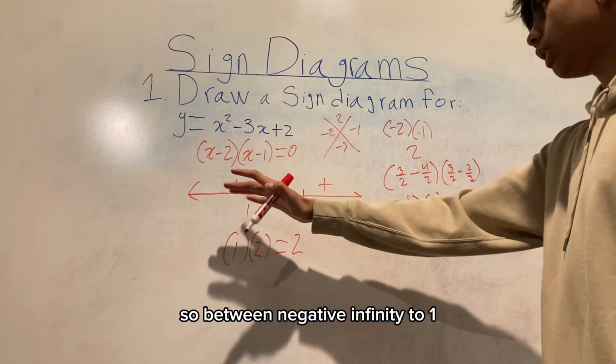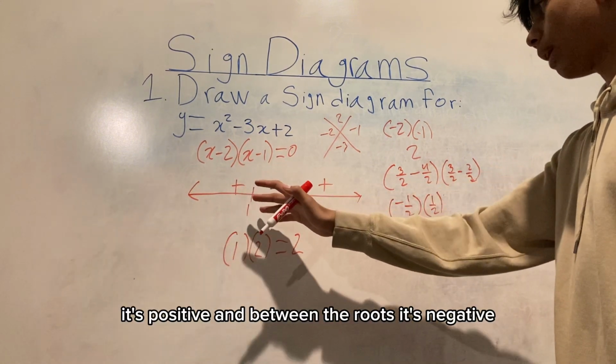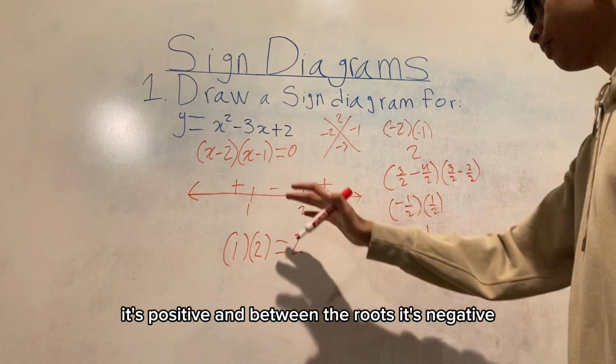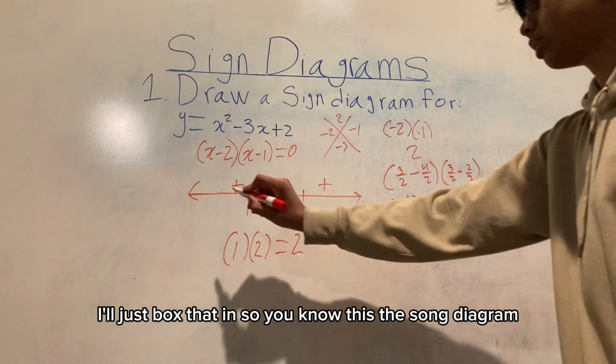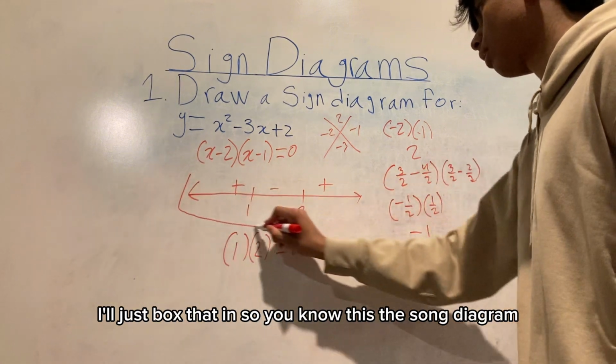So between -infinity to 1, it's positive. And between the roots, it's negative. And then from 2 to infinity, it's positive again. And I'll just box that in so you know this is the sign diagram.